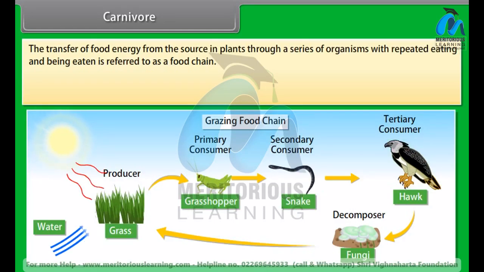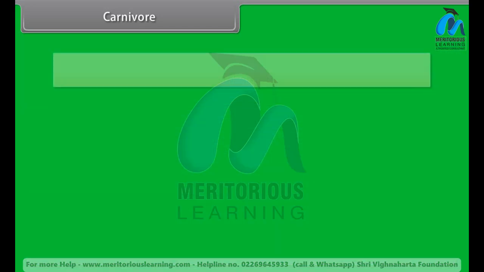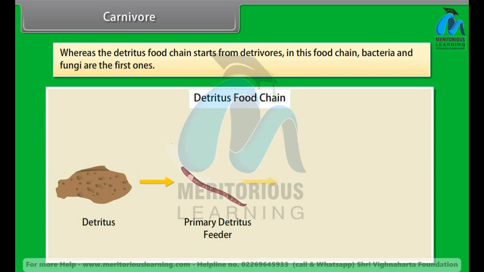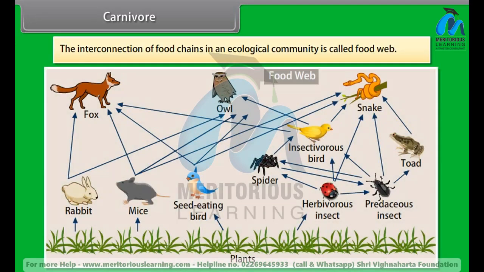The transfer of food energy from the source in plants through a series of organisms with repeated eating and being eaten is referred to as food chain. The grazing food chain always starts from green plants to tertiary consumer level, and green plant is the first organism to absorb solar energy. Whereas the detritus food chain starts from detritivores; in this food chain, bacteria and fungi are the first ones. The interconnection of food chains in an ecological community is called food web.